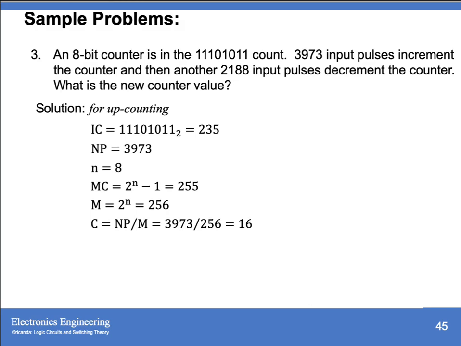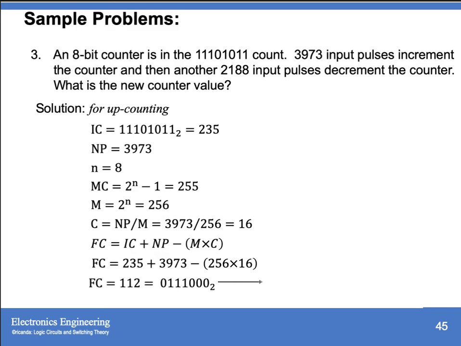Solving for the final count after 3973 input pulses incremented the counter. So we have FC equals to IC plus NP minus your state times cycle. So we have 235 plus 3973 minus 256 times 16. So therefore, your FC is 112, or that is equal to 01110000 base 2. And this value is your initial count for your down counting.